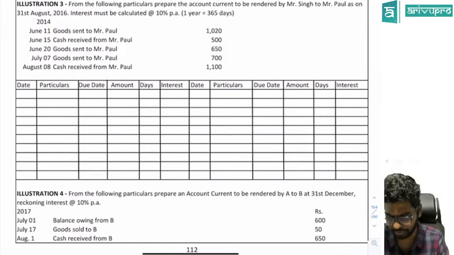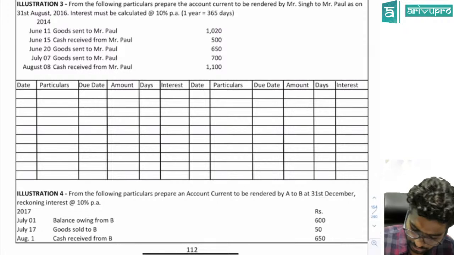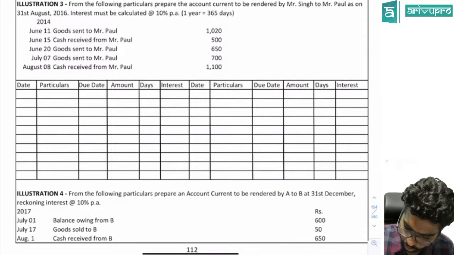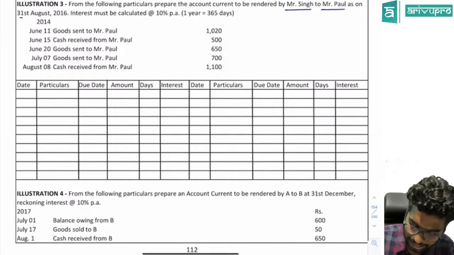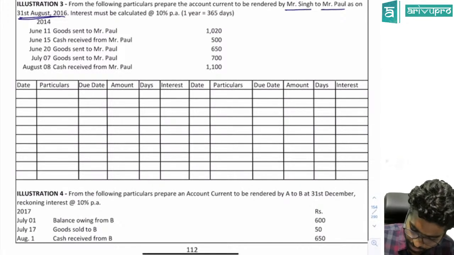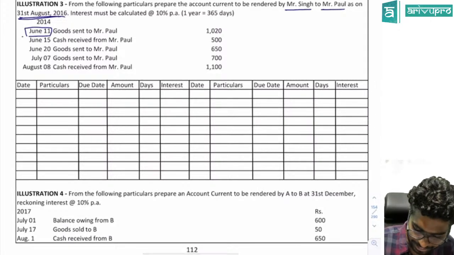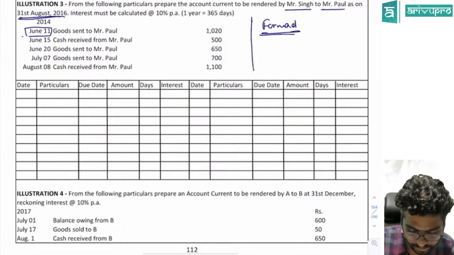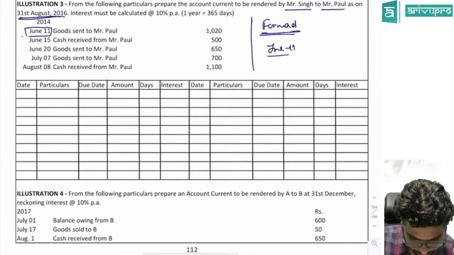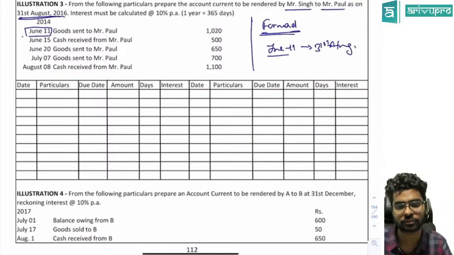Done, guys. I'll be following the product method because it's easier for me. Now guys, see here, from the following particulars prepare account current from Mr. Singh to Mr. Paul as on 31st. So see the date of transaction, June 11. If it's a forward method, I shall be calculating from June 11 till 31st August. Are you guys clear?